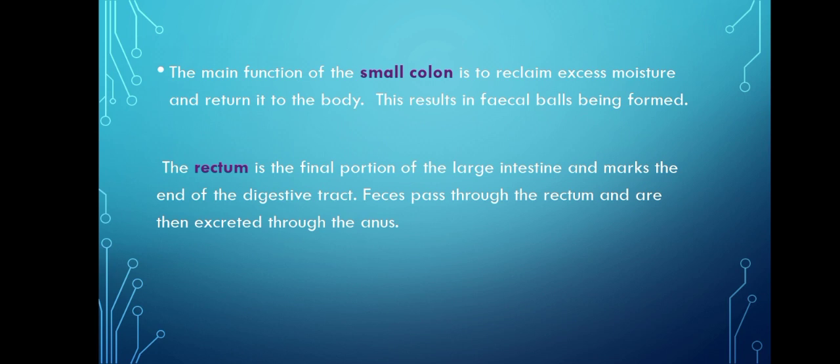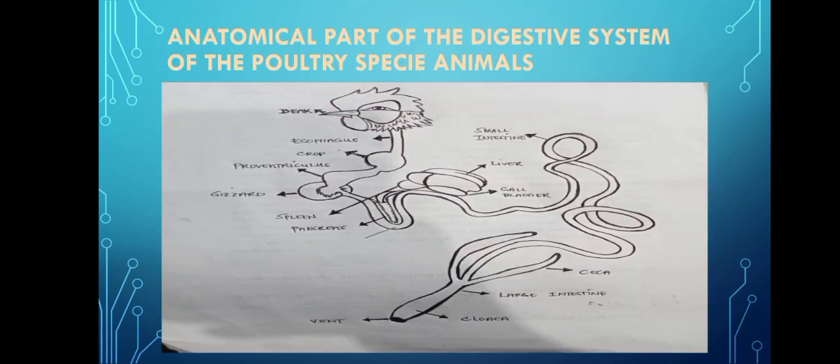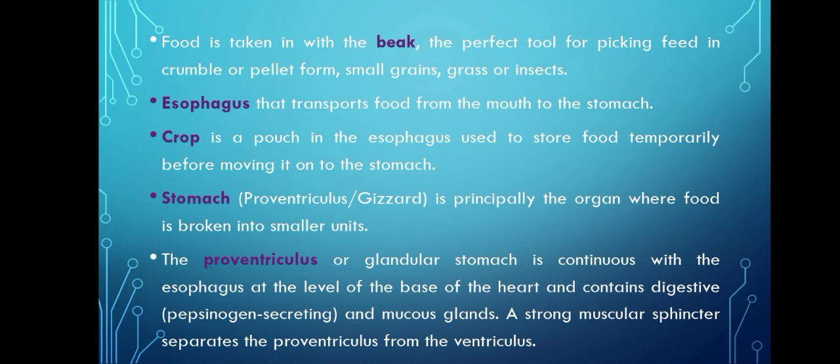The last part is the rectum. It's the final portion of the large intestine and marks the end of the digestive tract. Feces pass through the rectum and are then excreted through the anus. So the last part is the anatomical part of the digestive system of the poultry species. Food is taken in with the beak.